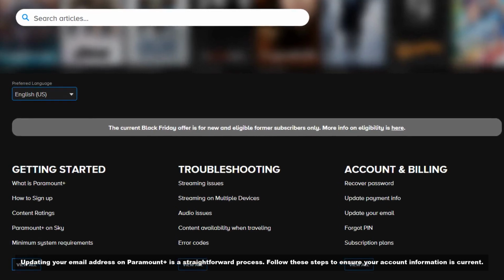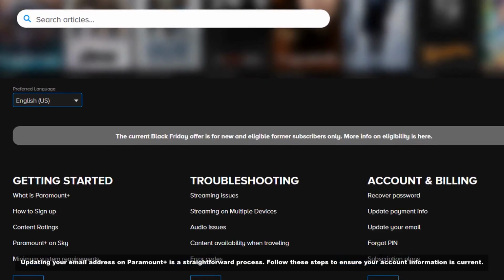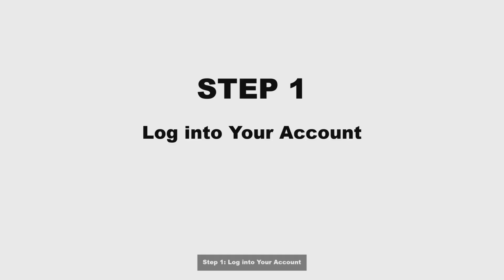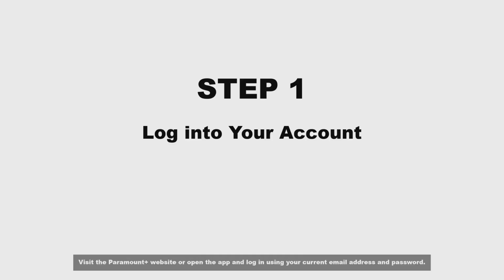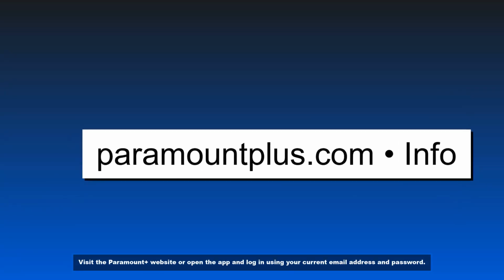Updating your email address on Paramount Plus is a straightforward process. Follow these steps to ensure your account information is current. Step 1. Log into your account. Visit the Paramount Plus website or open the app and log in using your current email address and password.